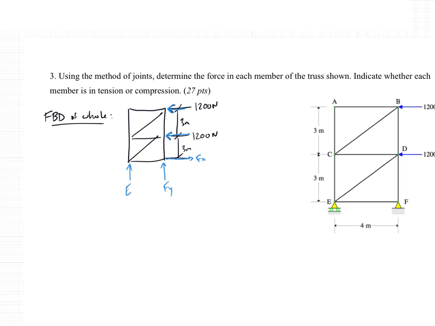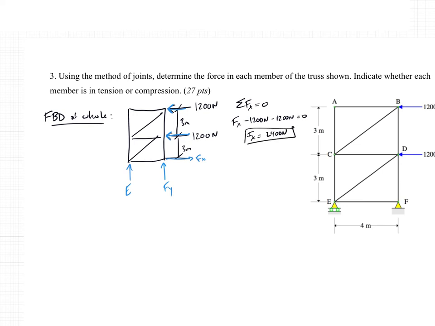The easiest one to solve is the sum of forces in the x, because there's only one of those, equals 0. So we've got Fx minus 1,200 newtons, minus 1,200 newtons, because we've got 2 of those, equals 0. So Fx equals 2,400 newtons to the right.